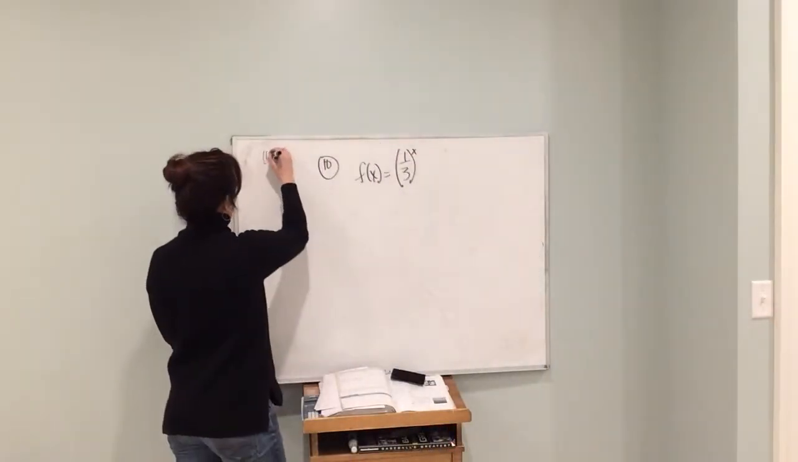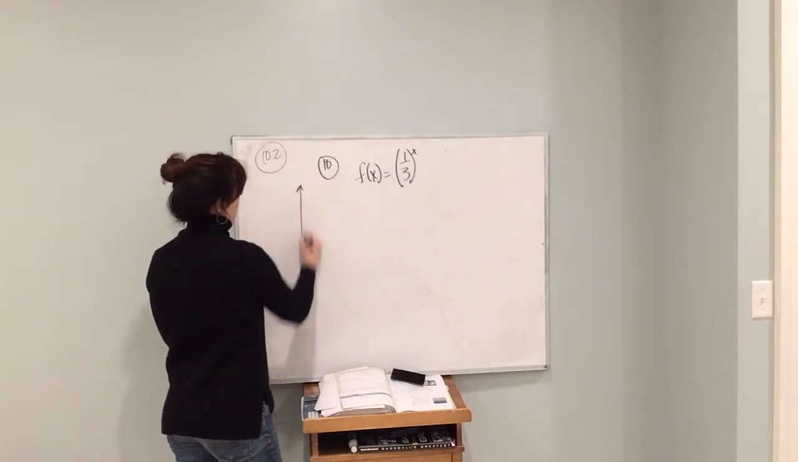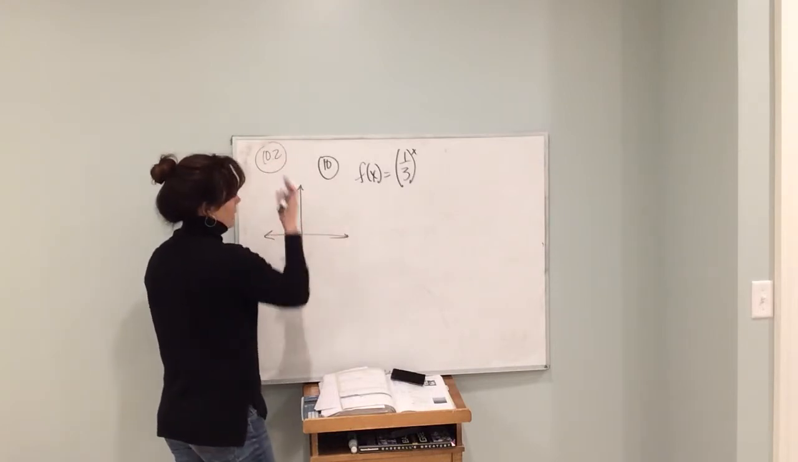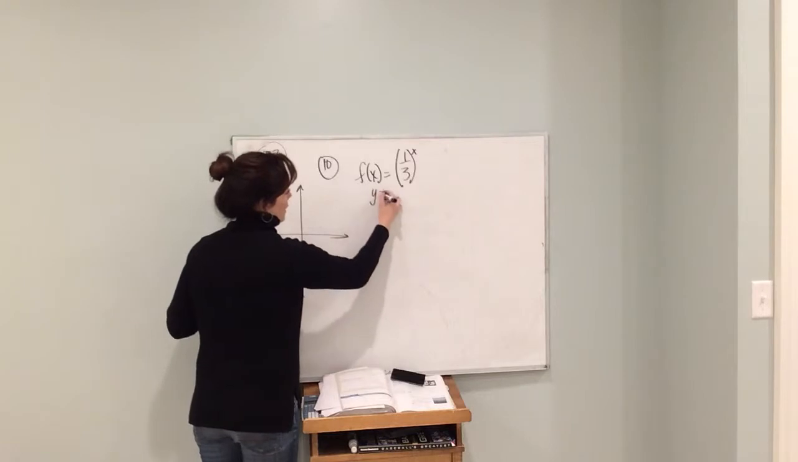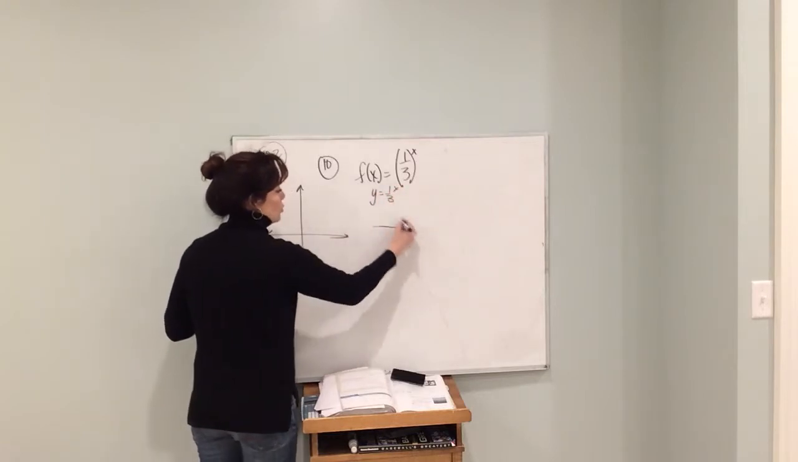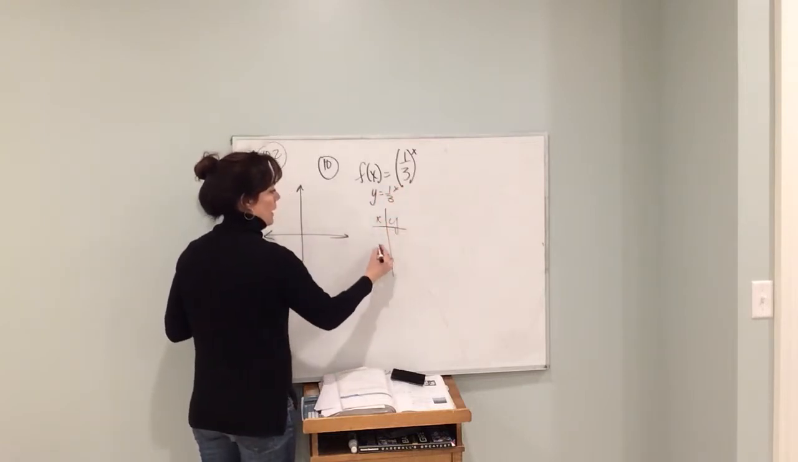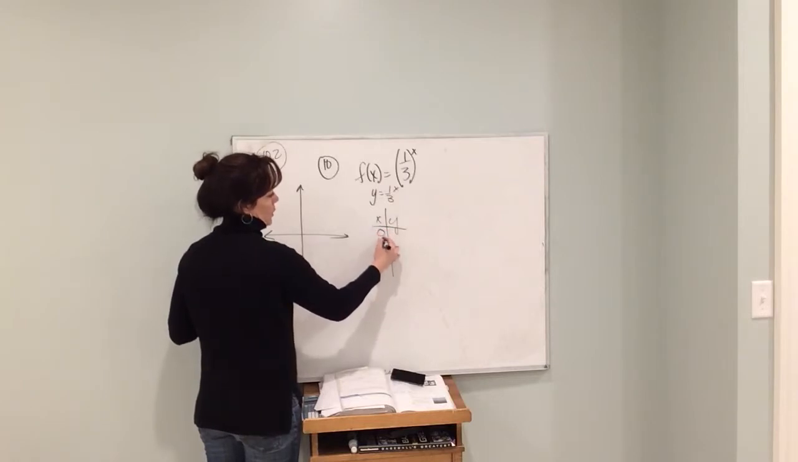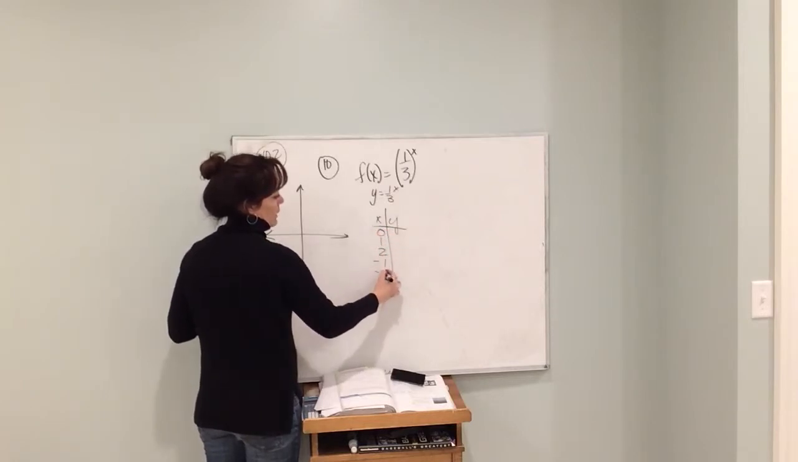Section 10.2, they've asked us to graph this function. Now, one thing that we know about exponential functions, this is y equals 1/3 to the x. You could draw yourself a little chart here with x's and y's. Let's go ahead and do that. 0, 1, 2, -1, -2.